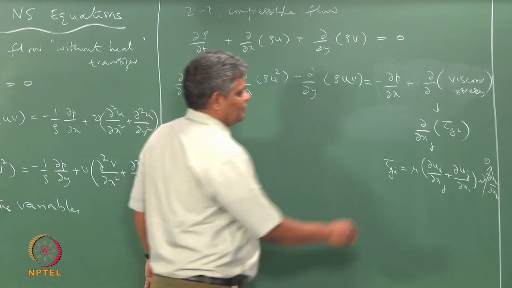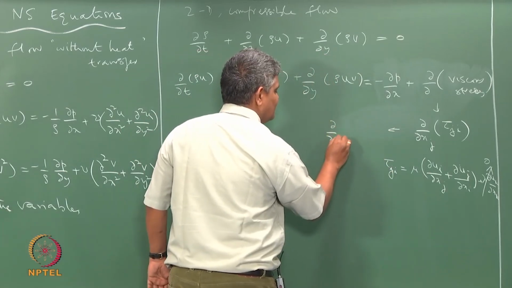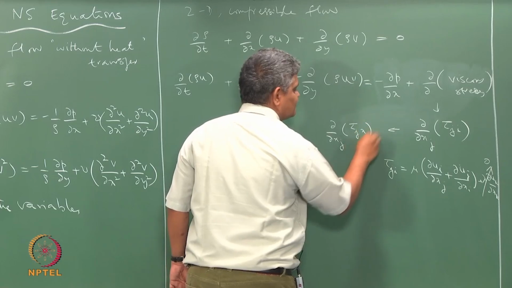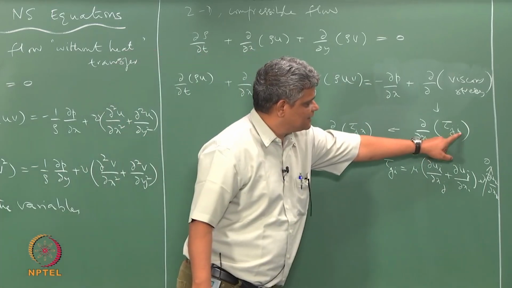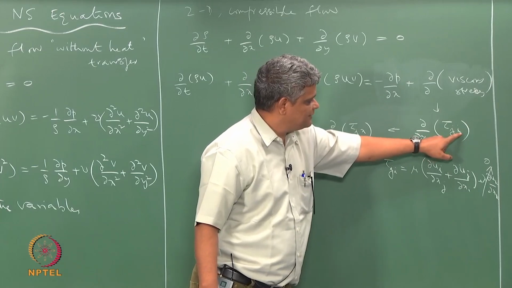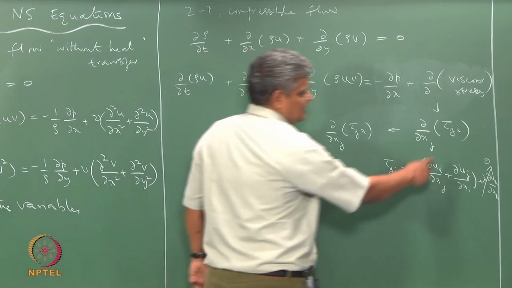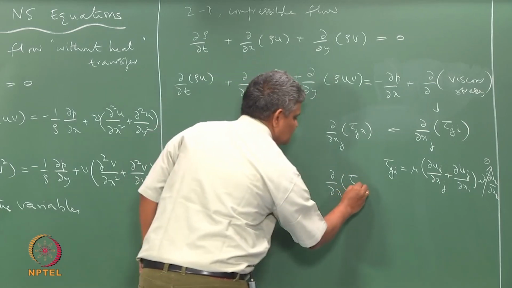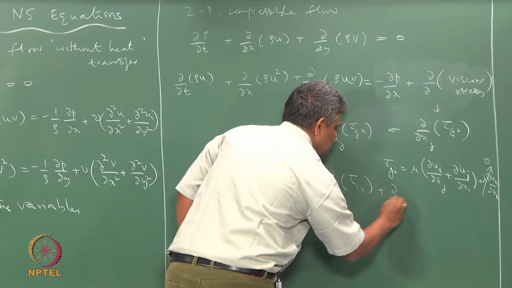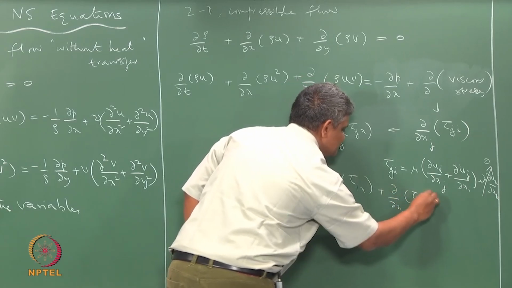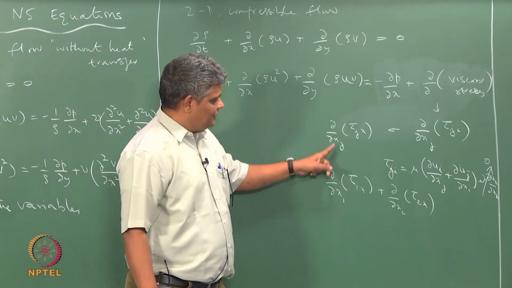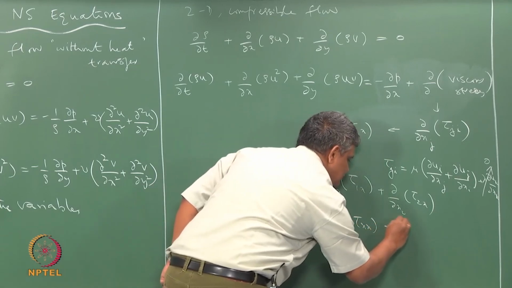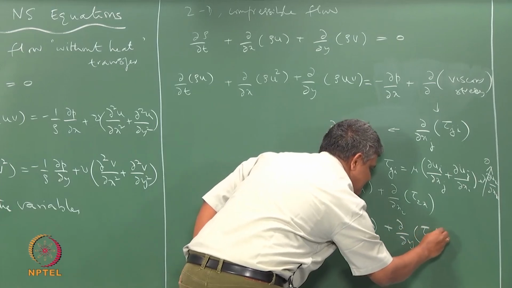For the x momentum equation, this term becomes dou by dou x j of tau j x, because this is the ith momentum equation and this represents the stress acting in the i direction on the jth face. So this is x here. We will have two terms: dou by dou x1 of tau 1x plus dou by dou x2 of tau 2x. So this is the same as dou by dou x of tau xx plus dou by dou y of tau yx.